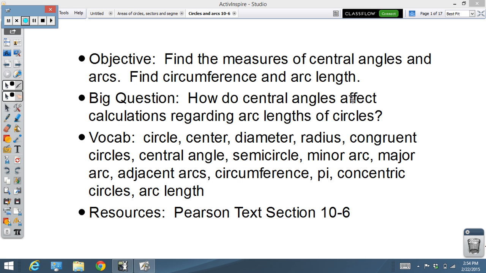all right? Some new ideas we're going to have: central angles. We're going to talk about arcs. Circumference is going to be hopefully old to you, but anyway, a lot of the vocab, hopefully stuff you've already covered. Some of it will be new though, so let's get right into it.